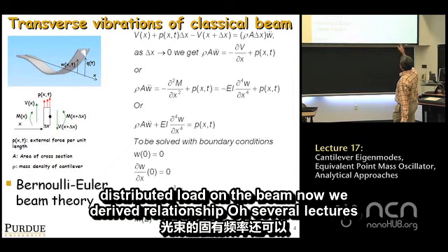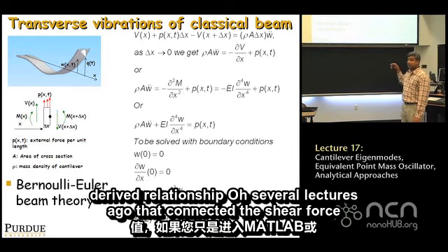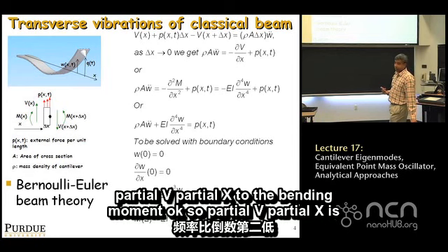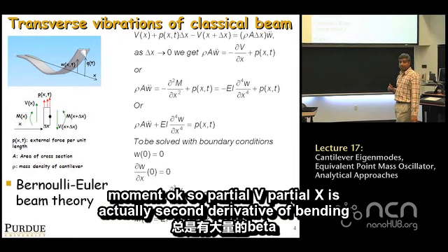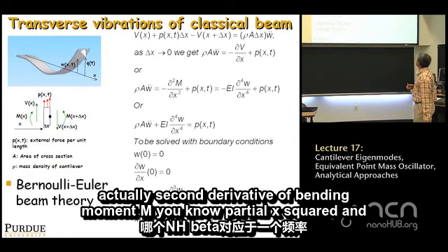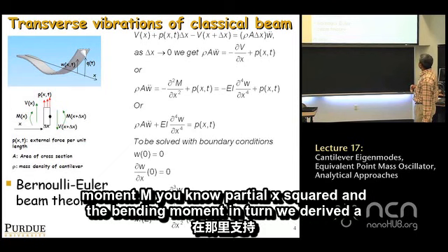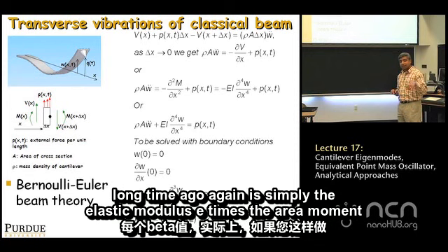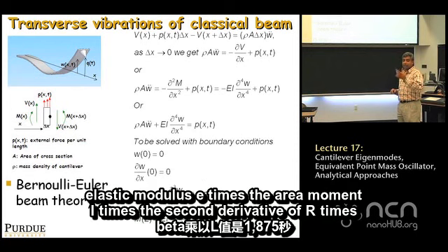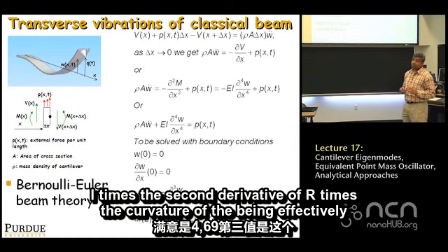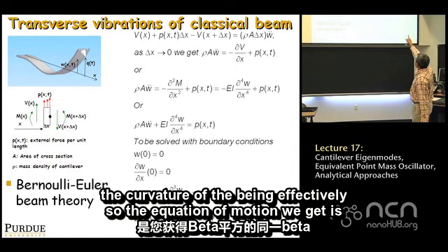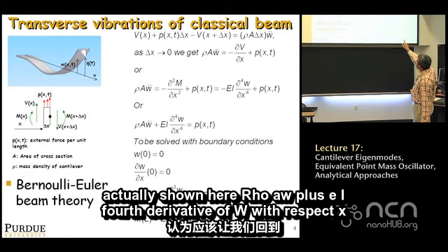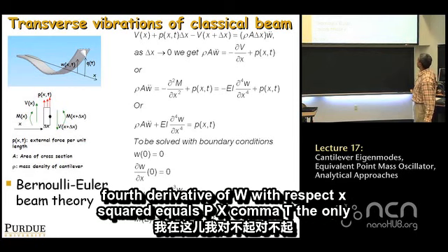Now, we derived a relationship, several lectures ago, that connected the shear force, partial v partial x, to the bending moment. Okay, so partial v partial x is actually the second derivative of the bending moment, partial squared M over partial x squared. And the bending moment, in turn, we derived a long time ago, again, is simply the elastic modulus E times the area moment I times the curvature of the beam, effectively. So the equation of motion we get is shown here: rho A w double dot plus EI times the fourth derivative of w with respect to x equals P(x,t).